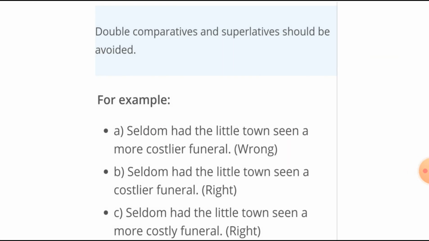Double comparatives and superlatives should be avoided. For example, seldom had the little town seen a more costlier funeral. Wrong. Seldom had the little town seen a costlier funeral. Right. Seldom had the little town seen a more costly funeral. Right.